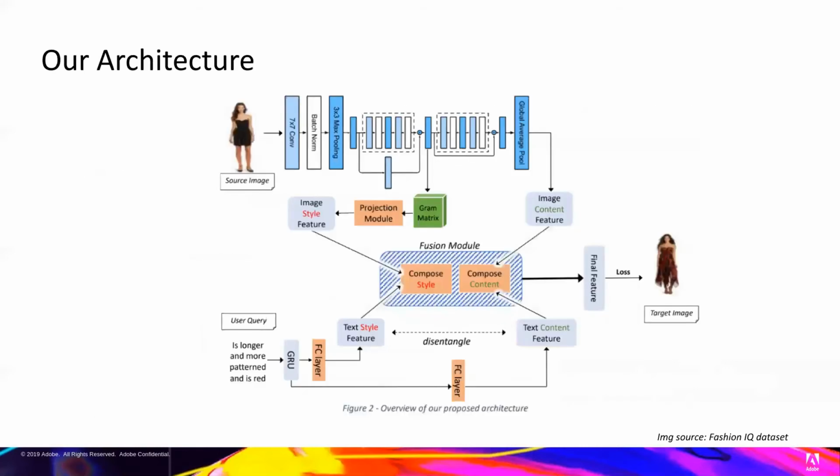Now I'll briefly describe the architecture that we have used. As I had mentioned in the last slide, we slice a CNN into two halves, take the gram matrix projected features from the first half and the final average pool features from the last layer to get the image style and content features respectively. Similarly, we get the text style and content features using two fully connected layers, and then we have composition modules which compose the two image and text features, and finally a fusion module which uses residual offsetting to obtain the final feature vector.